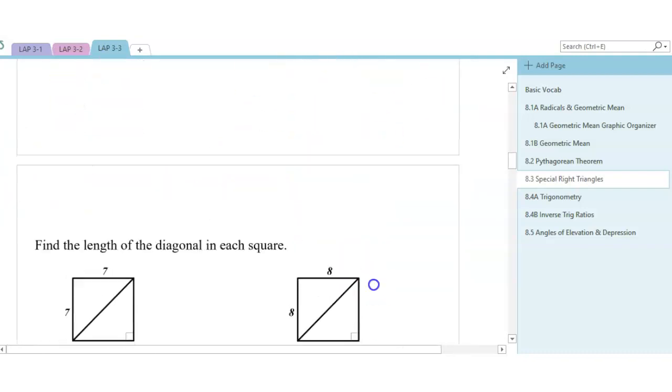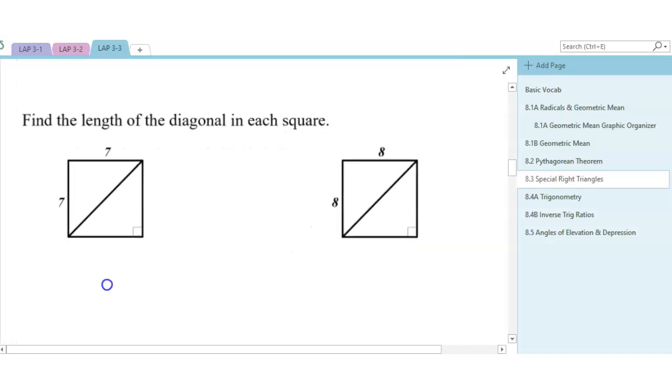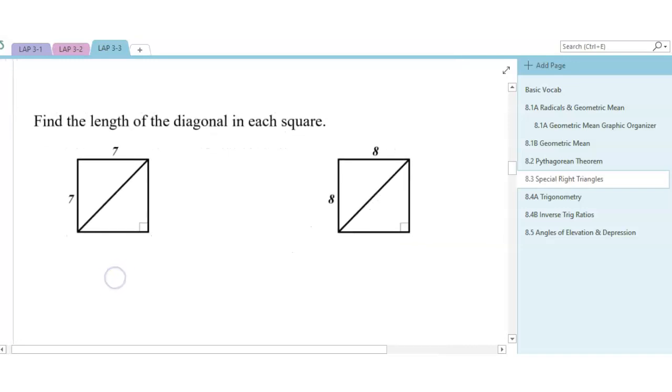All right. What I want you guys to do is use the Pythagorean theorem. Let's go ahead and write that down, Pythagorean theorem, to find the length of the diagonals for each of those squares. And let's see if we can notice a pattern. So use the Pythagorean theorem. You're looking for X, which is the length of the diagonal in each square. Pause the video now.